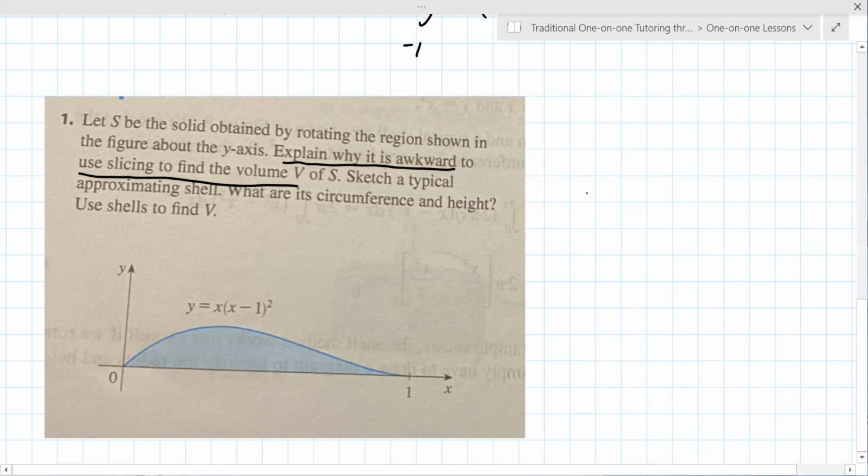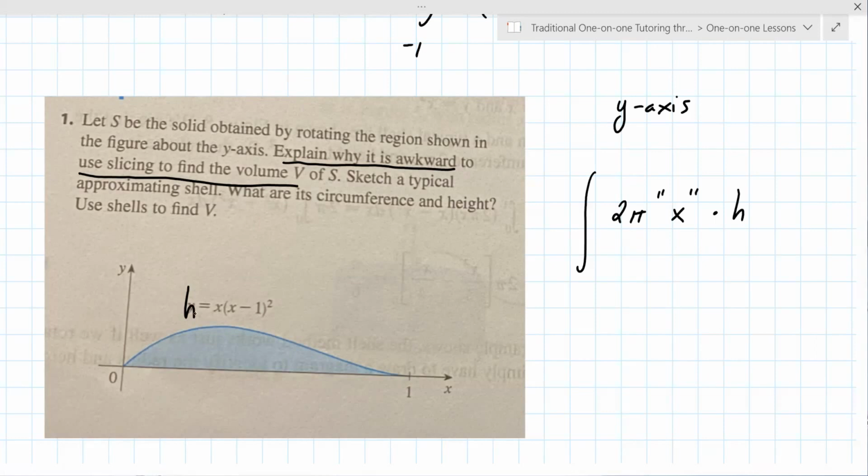So the shell method is the integral. Hopefully you've seen this. When you're going about the y-axis, it's 2 pi, and then I'm just going to say x times the height. Have you seen that in class? Now the height, this is your height. The height is generally the y. The x is x when you're doing the y-axis, but if you're offsetting from it, then you have to modify your x. Did you see that in class?